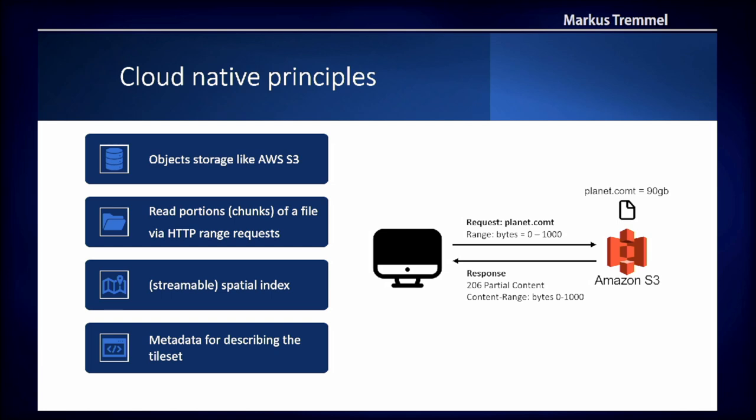And then the base principle is that you can read portions, so chunks of a file, via HTTP range request. So if you have the whole file, like on the right here, which is about 90 gigabytes in size, you can query only the specific tile which you're interested in within that archive via HTTP range request, which is partial content. And to know where these tiles are located within this archive and how large these tiles are, you need something like a spatial index. And then also a very important concept: you have only one file, but the metadata for describing the tile set are also contained in it.